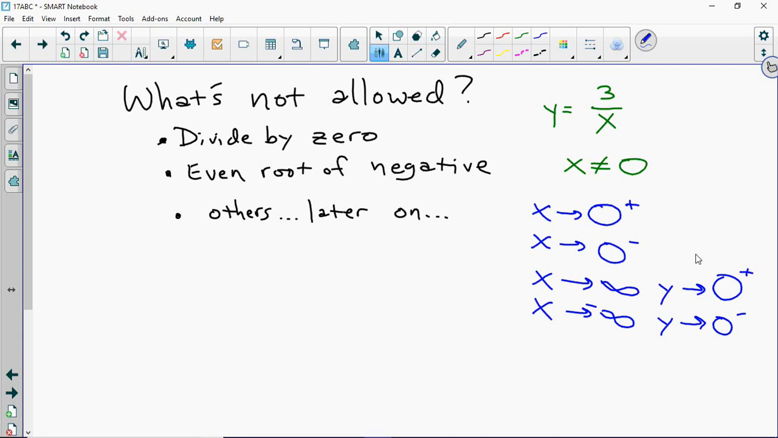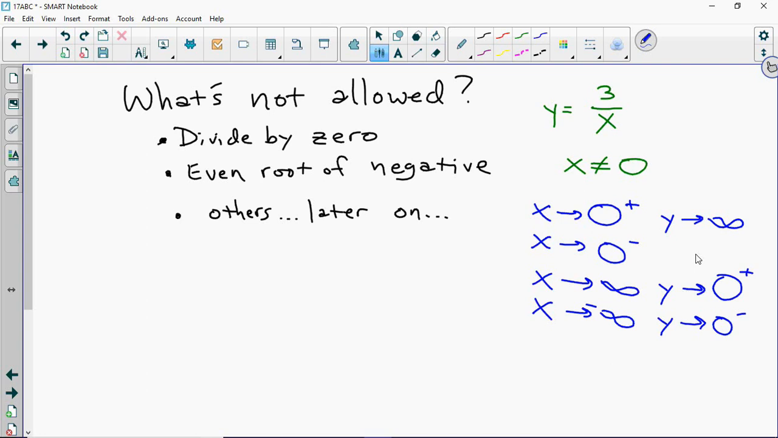For the other two cases, when x gets closer to 0, then we have 3 divided by a really, really small number. And that's going to give us a quotient that's really, really big. So as x gets closer to 0 from the right, in other words, when x is still a positive value, but it's really, really small, our y value is going to go off towards infinity.